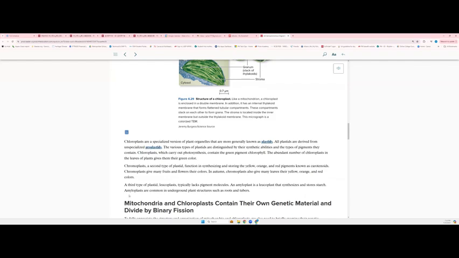One type of the leucoplast, which doesn't have pigment inside, is called amyloplast. Amyloplasts are common in underground plant structures such as roots and tubers. So basically, plastids are differentiated from each other by the pigment existing in the organelles. Different colors of pigment will give a different category.